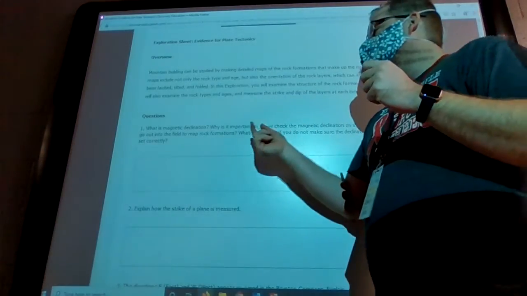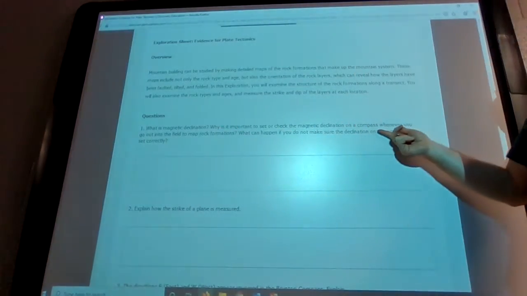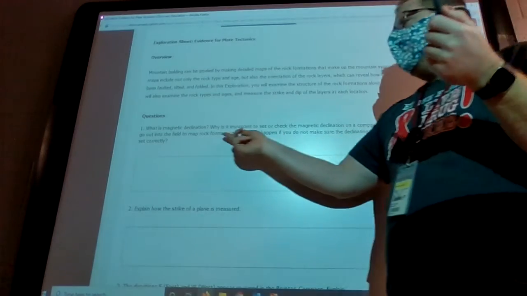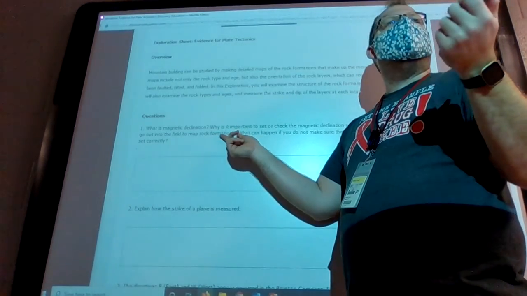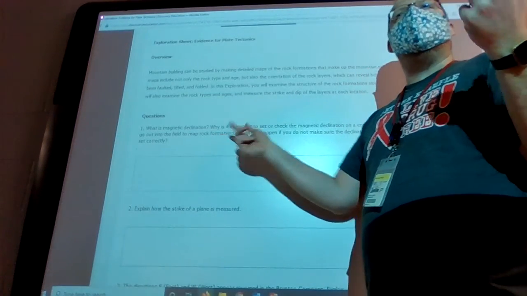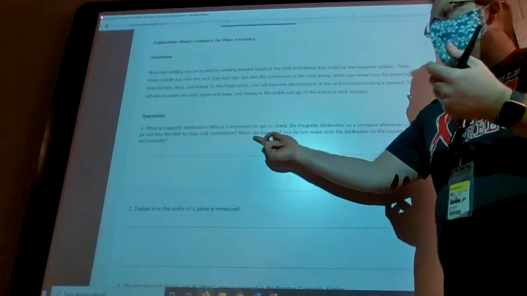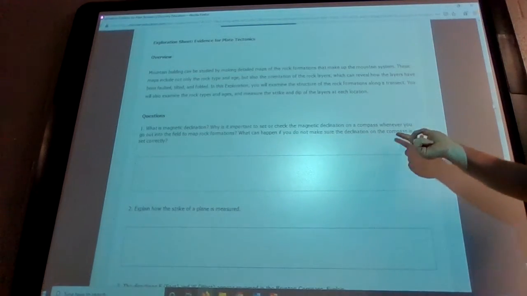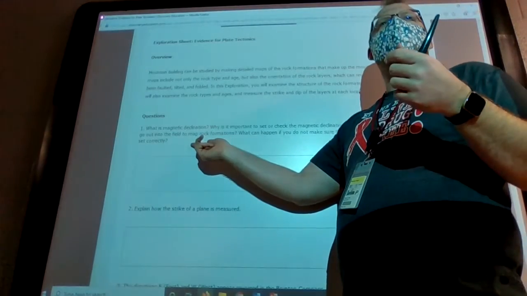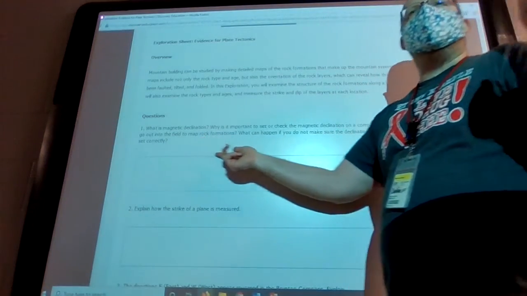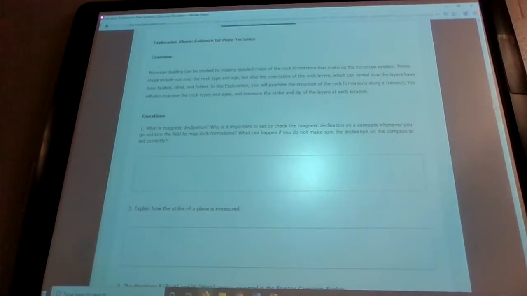And why is it important to check or set this whenever you go out into the field? Because you don't want all of your measurements to be off. You want to understand exactly what you're pointing at, and you don't want to end up in the wrong place. And that's kind of the same answer to the next one. What can happen if you do not make sure the declination is set? You can end up in the wrong spot or with the wrong measurements, depending on what you're doing.